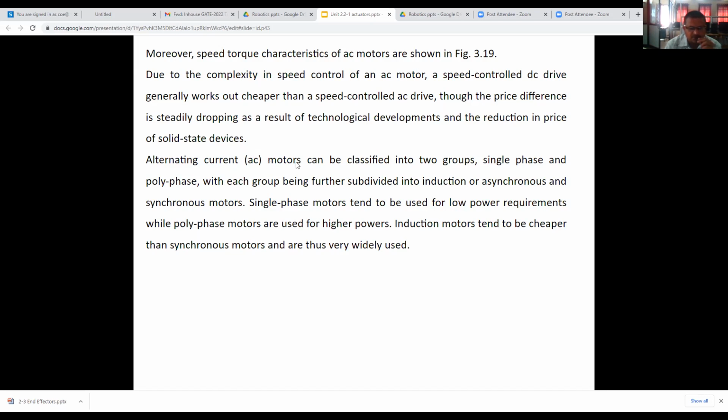Alternating current AC motors can be classified into two groups, single phase and polyphase, with each group being further subdivided into induction or asynchronous and synchronous motors. Single phase motors tend to be used for low power requirements, while polyphase motors are used for higher powers. Induction motors tend to be cheaper than synchronous motors and are thus very widely used. Therefore, induction motors are known as asynchronous motors. They are very widely used. Now we are going to see the motors one by one.